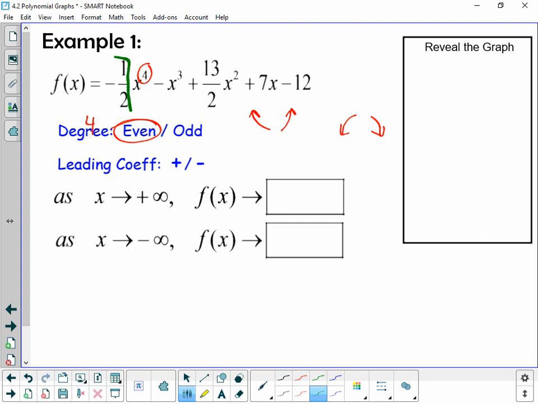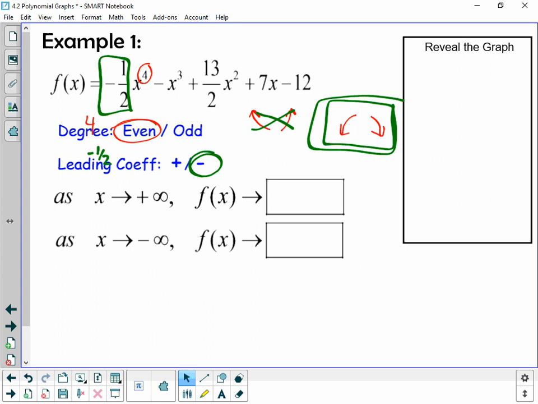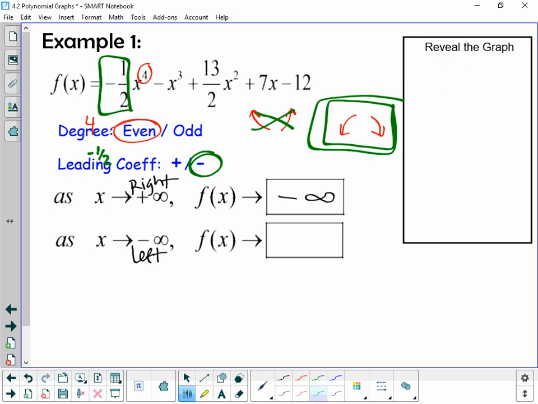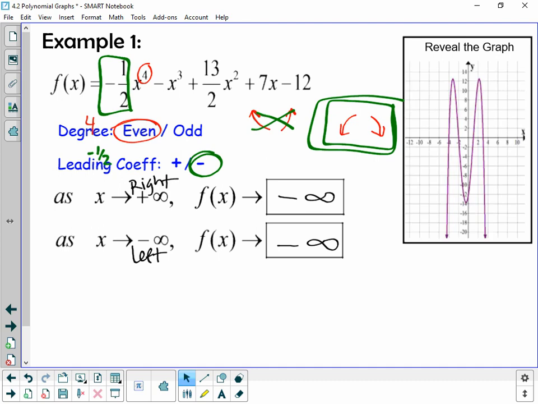Well, the leading coefficient of that polynomial is negative 1/2, which is a negative number. That tells me it's this one. They're both going downward towards negative infinity. So as x goes to the right-hand side, the function is going down. As x goes to the left-hand side, the function is also going down. So we can decide what the two ends are doing without even looking at the graph. Now I'm going to show you the graph just to confirm that we were correct. And there it is. Both ends are indeed going down, so we were right about the end behavior.